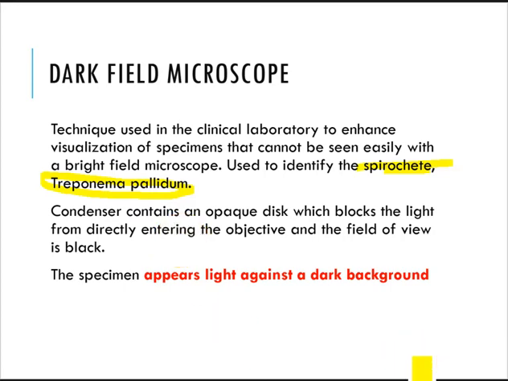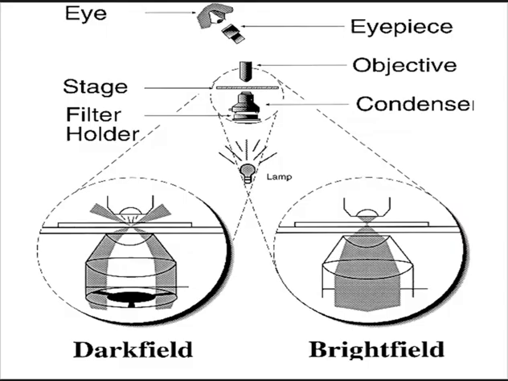Anyway, the condenser contains an opaque disk which blocks the light from directly entering the objective. The result is that the field of view is black. So again, the specimen appears light against a dark background, dark field. As you can see here, the condenser actually blocks the light instead of the light passing through. So the condenser blocks the light.